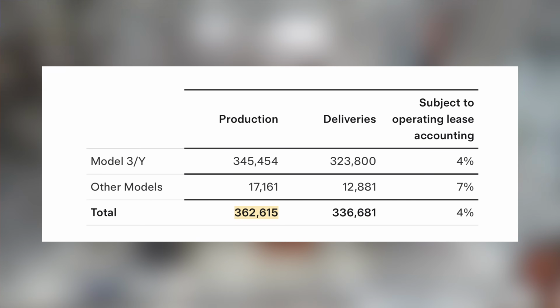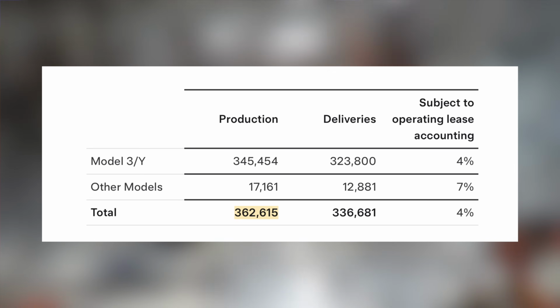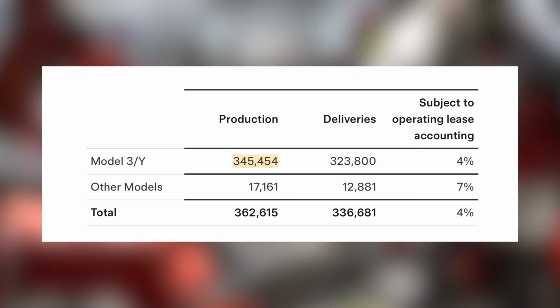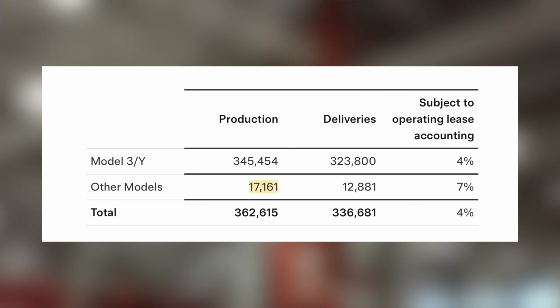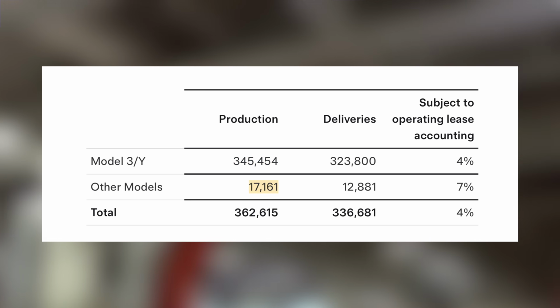So overall production was 362,615 vehicles. Of those, 345,454 were Model 3s and Ys, and then only 17,161 were other models. Those other models now comprise the Model S, X, and Cybertruck.